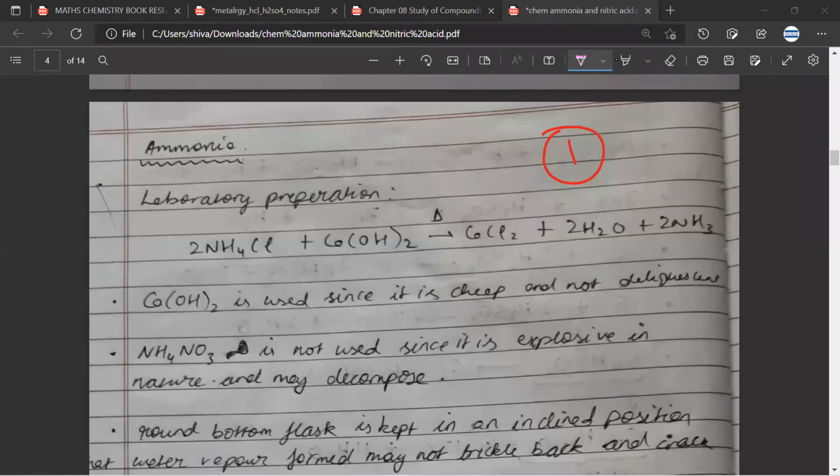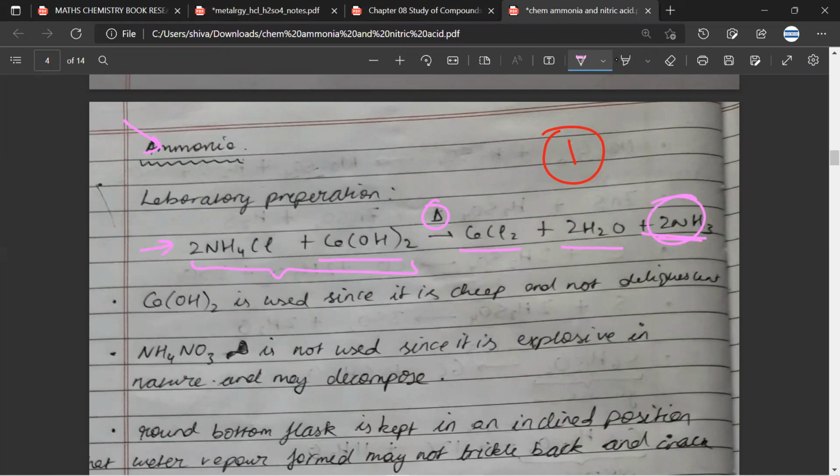This video will be covering ammonia. So let's start. The laboratory preparation reaction starts with NH4Cl, ammonium chloride, plus calcium hydroxide in the presence of heat. The reactants are heated to produce calcium chloride, water and ammonia. Ammonia is the substance that is needed.